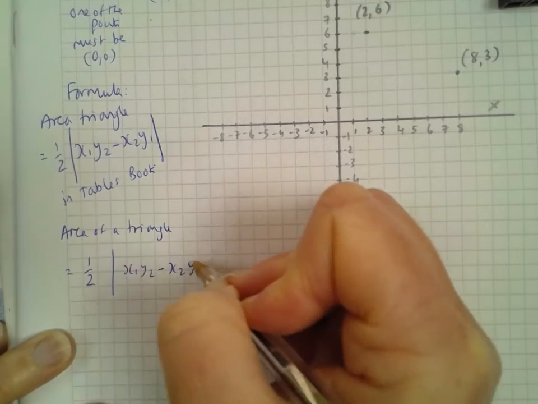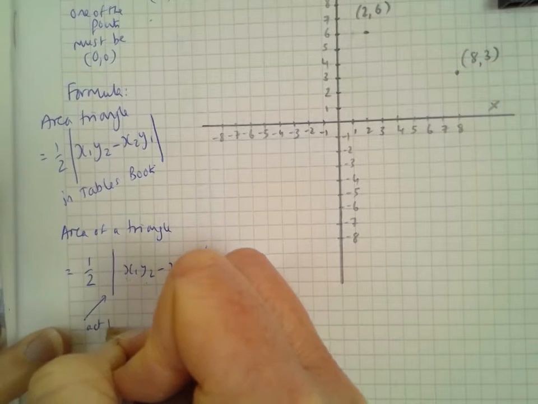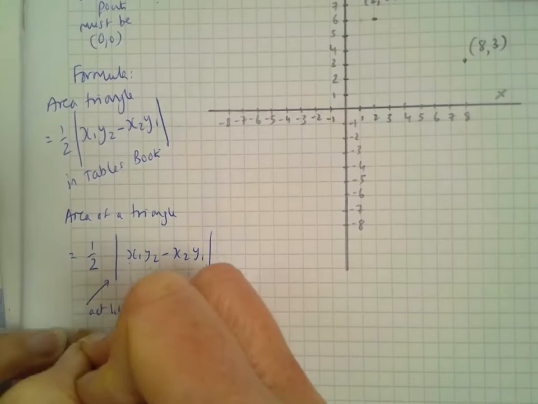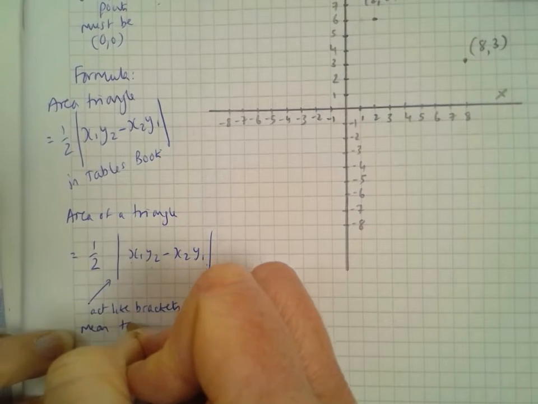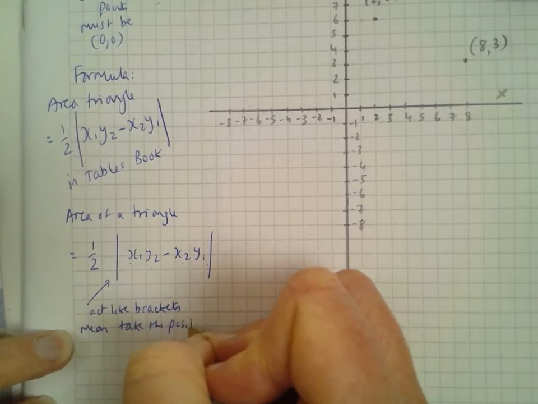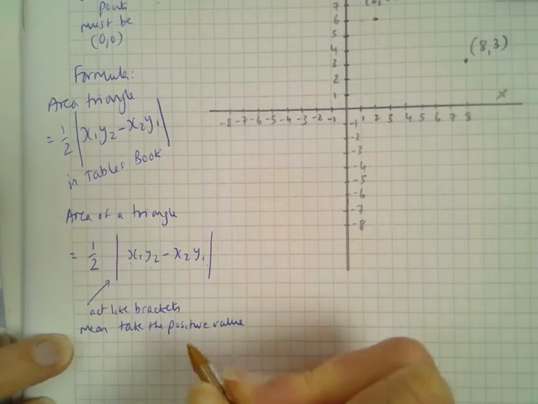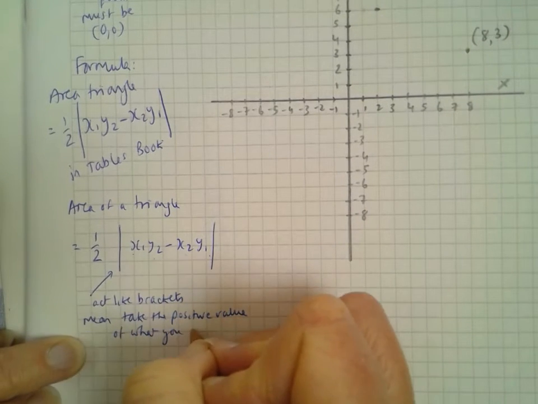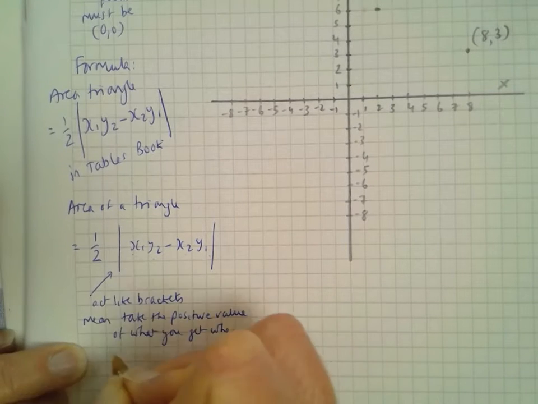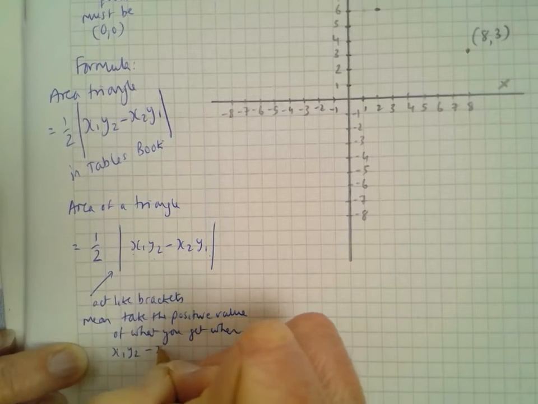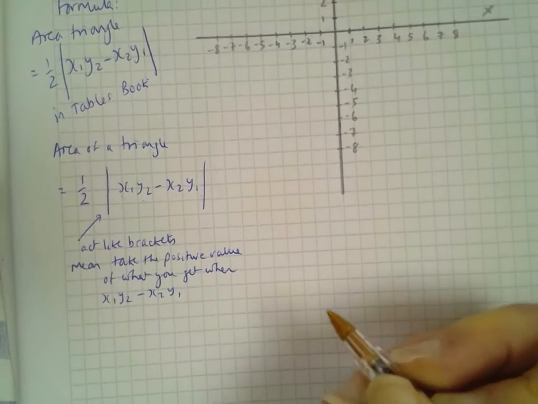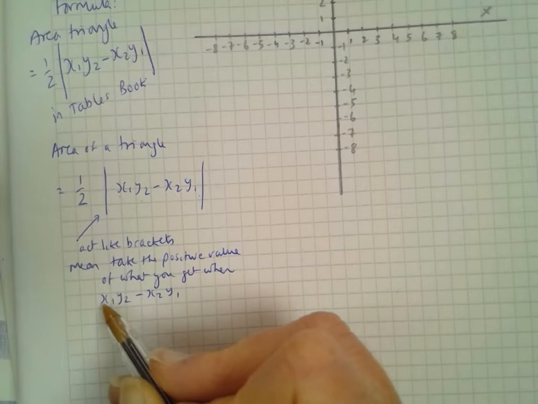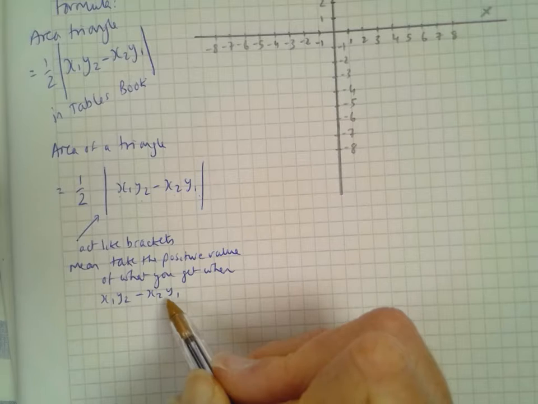These straight up lines kind of act like brackets, except the difference being that what they mean is take the positive value, or the absolute value is what we say. Take the positive value of what you get when you do x1, y2 minus x2, y1. So if you get a negative answer when you do that, you take the positive. If you get a positive answer, you take the positive answer.